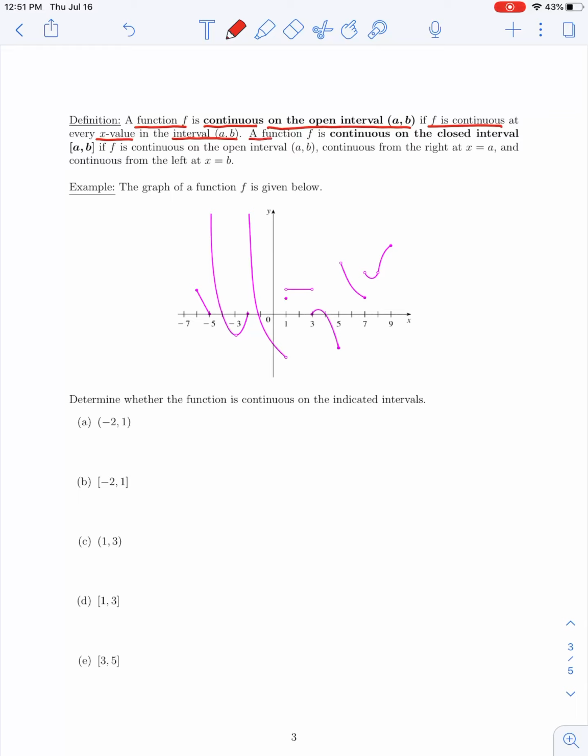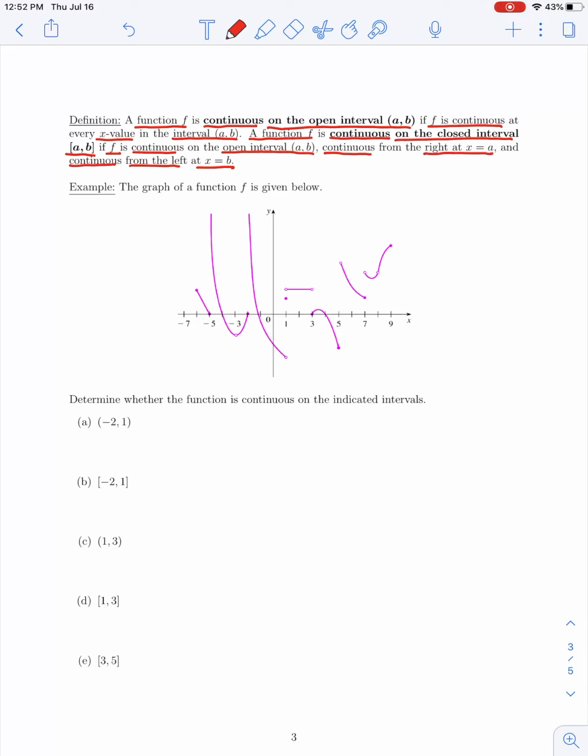And we would say that a function f is continuous on the closed interval a to b, so that is including the two endpoints, if f is continuous on the open interval from a to b and is continuous from the right at x equals a. So at our left endpoint, we have continuity from the right, and continuous from the left at x equals b. That is continuity from the left at the right endpoint of our interval.